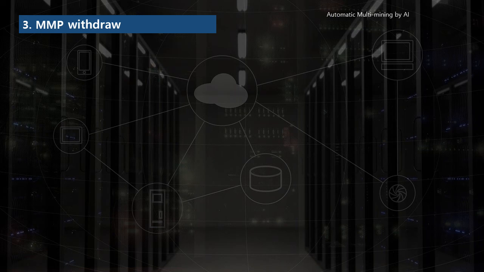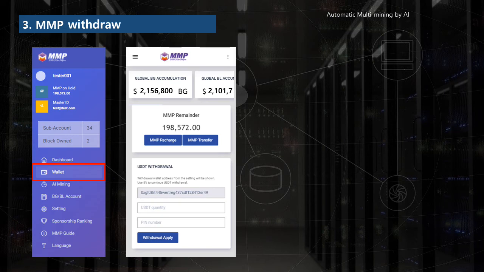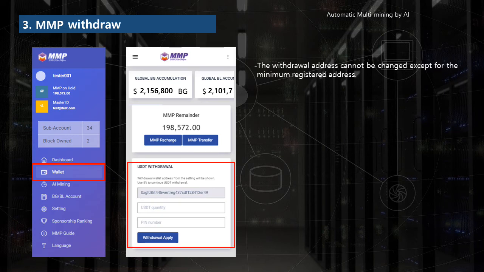Lastly, we'll show you how to withdraw. Go on to the wallet in the menu. You'll see USDT withdraw in the middle. Type in the amount you want to withdraw and your PIN number, and apply for the withdrawal to complete the withdrawal. Of course, the address for withdrawal should be registered.